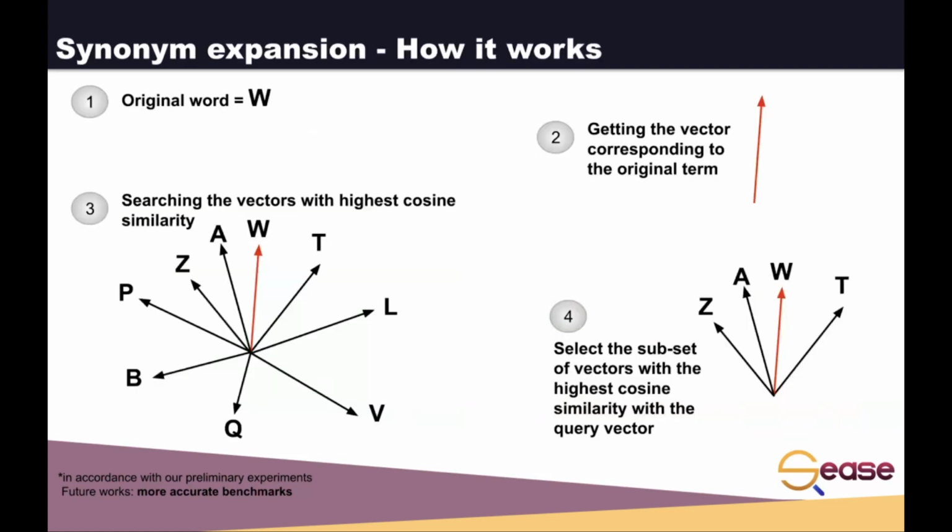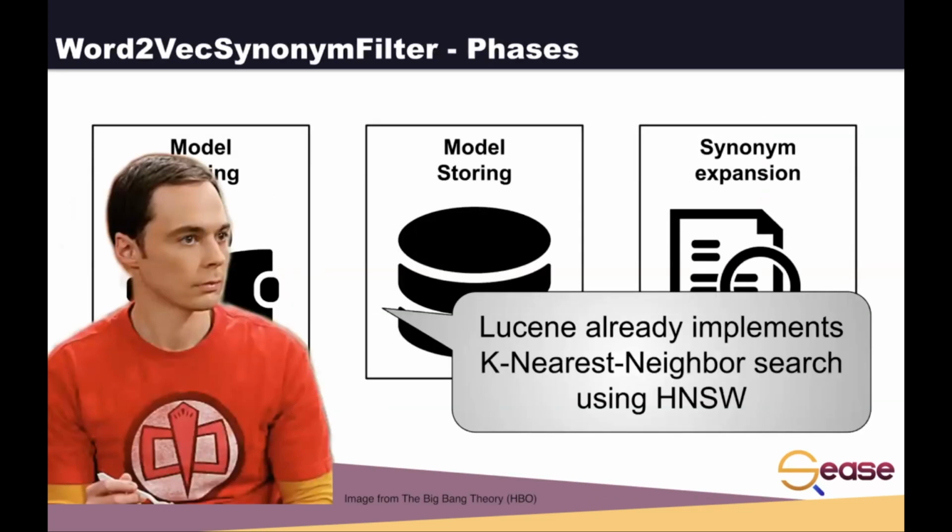So what do we want? For the synonym expansion, we start from a word. We get the vector associated to that word from the model. If we put the vector in the vector space of all the vectors generated by the model, we need to select the closest vectors and then the relative words that are supposed to be synonyms. But this is the K-NN search. It's nothing more. The K-NN search is already implemented in Lucene using the HNSW graph algorithm.